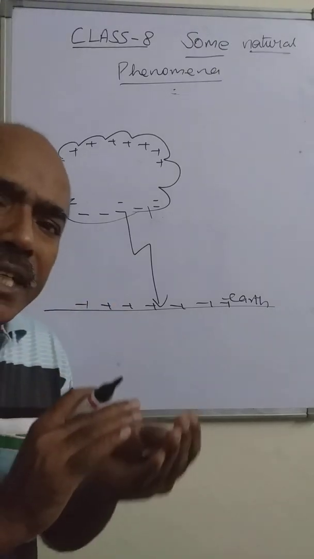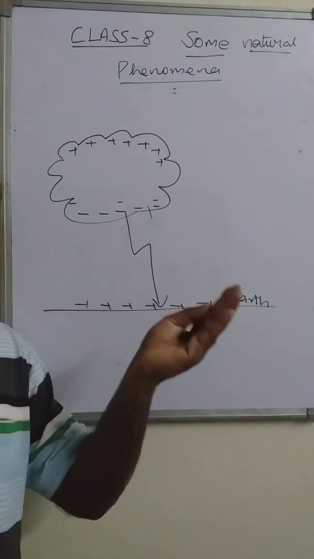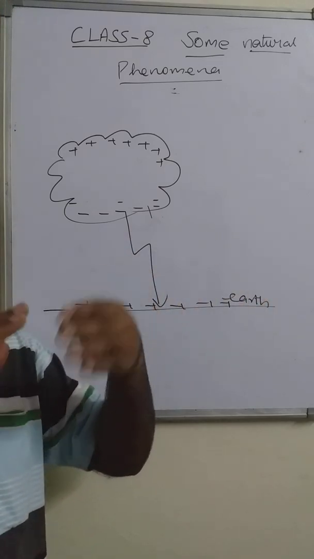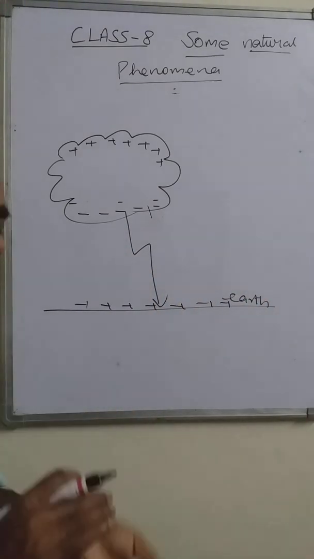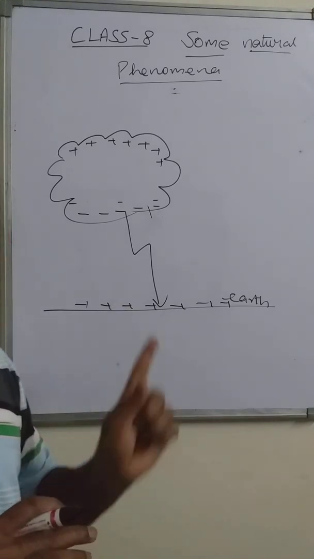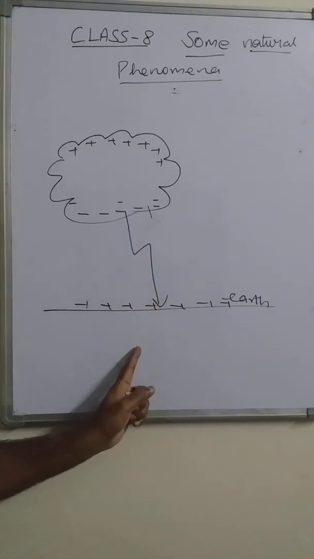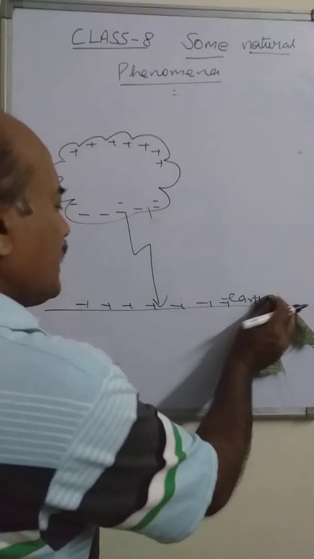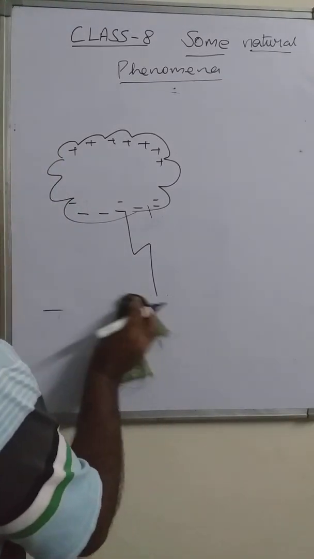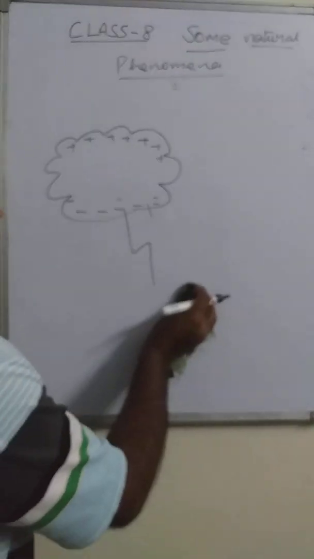So lightning can occur between cloud and cloud, and between cloud and earth. Both things can happen. It is dangerous when it takes place between the cloud and the earth. Right? This is how lightning occurs. This lightning is a kind of electrical discharge process.